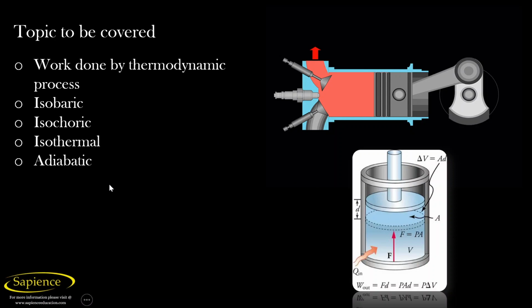I am going to discuss the topic: work done by the thermodynamic processes, isobaric process, isochoric process, isothermal process, and adiabatic process. These are the work done by all the processes, we will discuss one by one. Before understanding isobaric, isochoric, isothermal, and adiabatic work, we need to understand what work actually is. Where does this work happen?